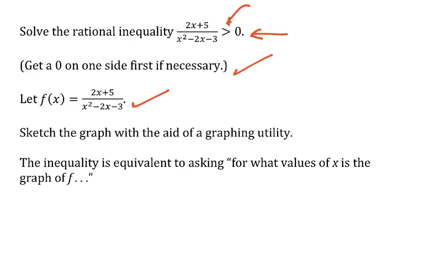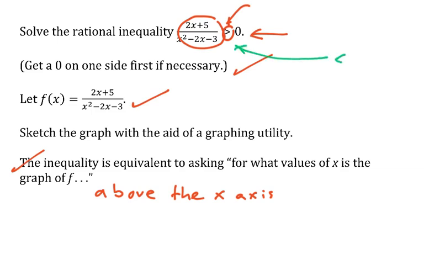How is that going to help you? Well, if you focus on the fact that this is the function and you want it to be greater than 0, the inequality is really asking for what values of x is the graph greater than 0, which means above the x-axis. So we are simply going to look at the graph and ask ourselves for what values of x is the graph above the x-axis. If that inequality right there had been instead a less than, that would mean we'd want to be below the axis.